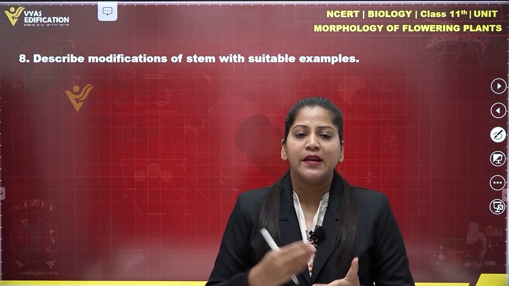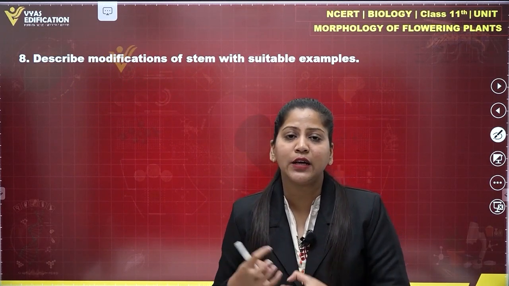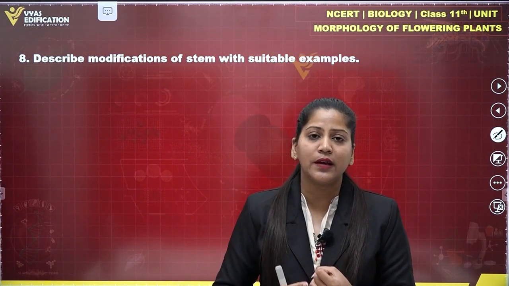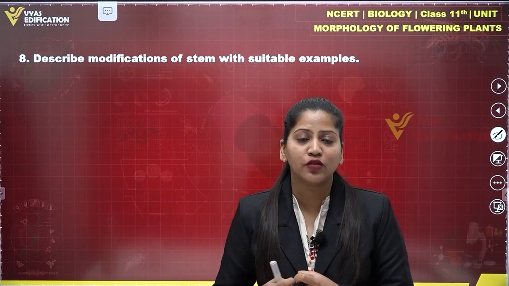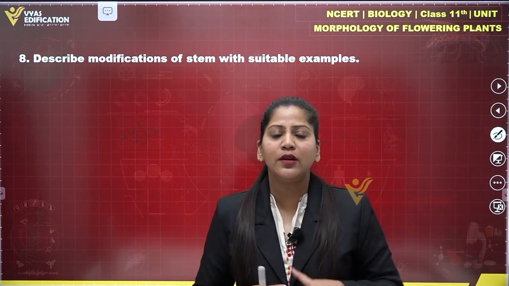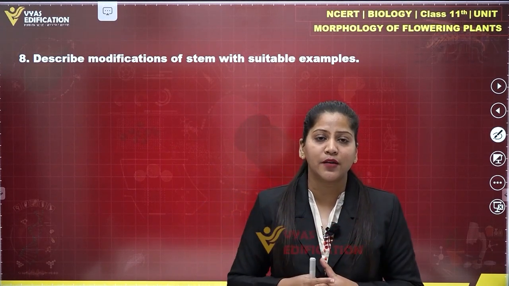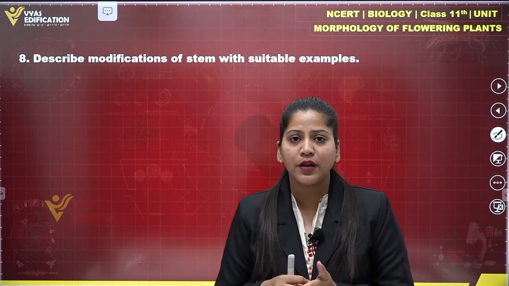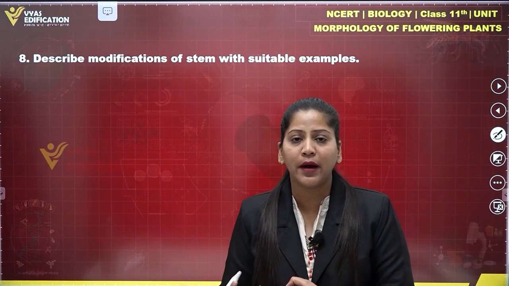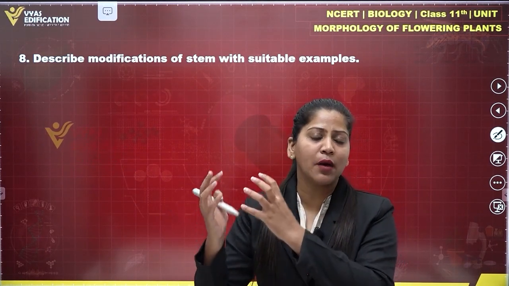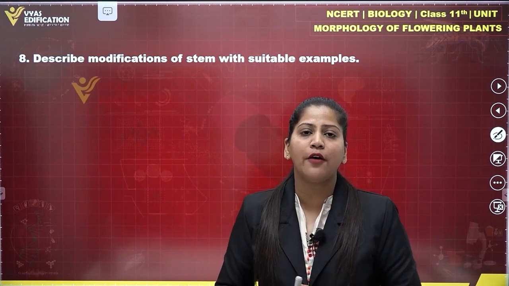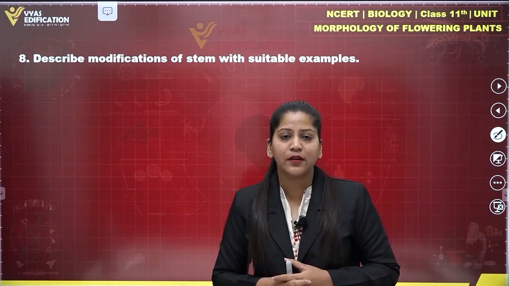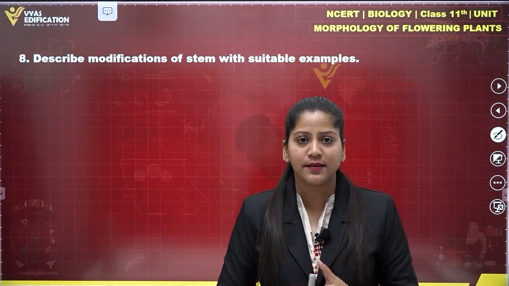Now what is tendril? Tendril is a thin, slender and spirally coiled structure. Whenever any plant has a slender, thin and spirally coiled structure, it is known as a tendril. Tendrils are present in the weak stems of plants. They are found in plants such as cucumber, melon and other plants of family Cucurbitaceae, right? So this is the supportive kind of modification found in the stem.